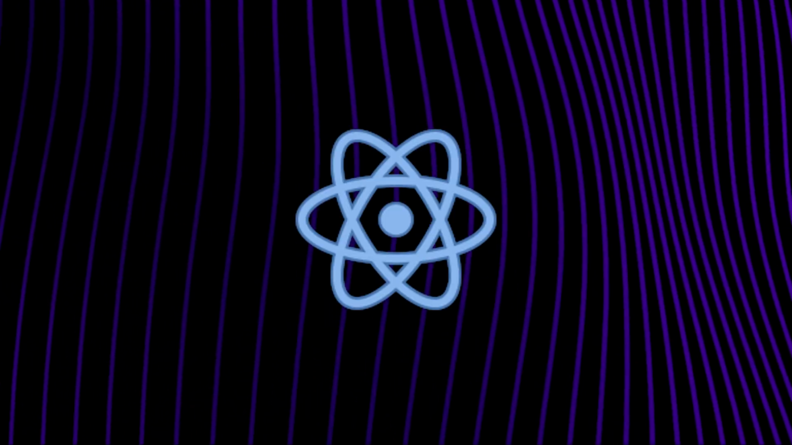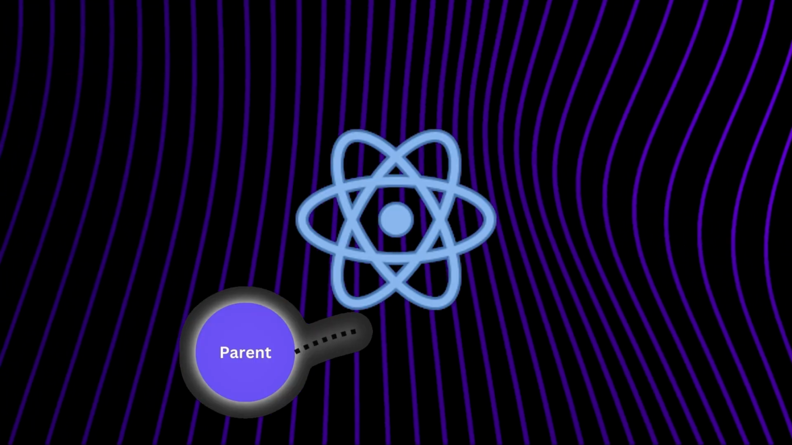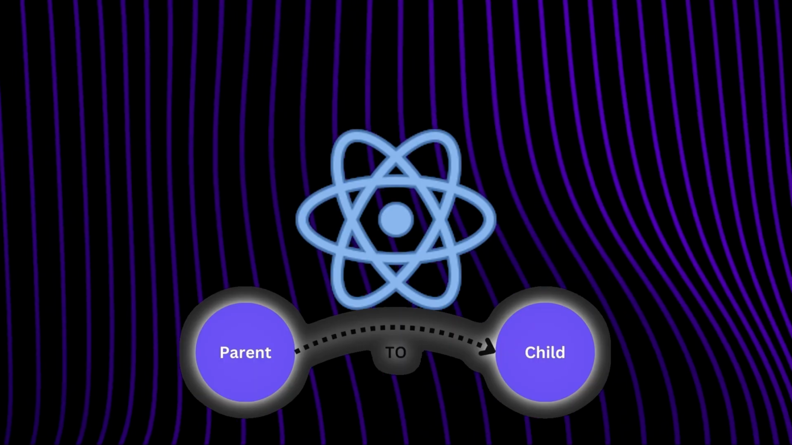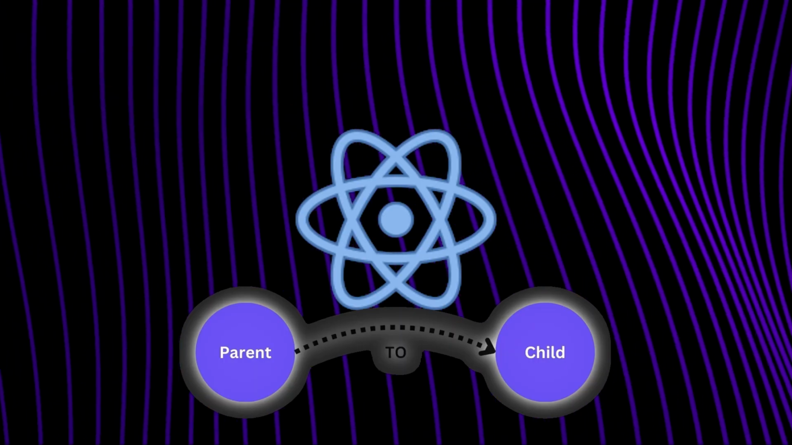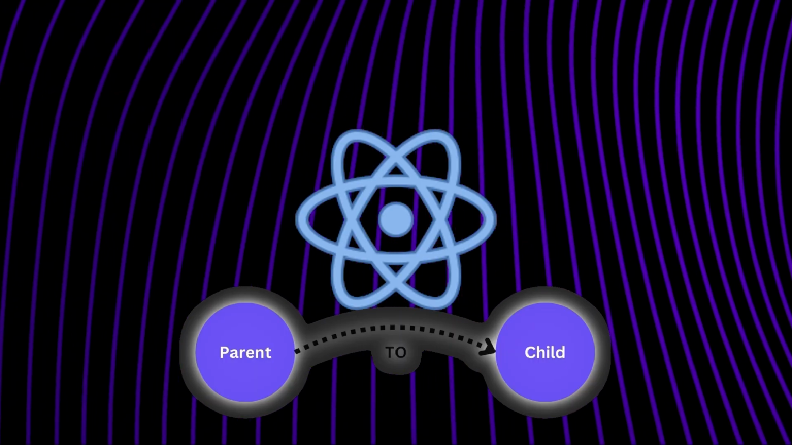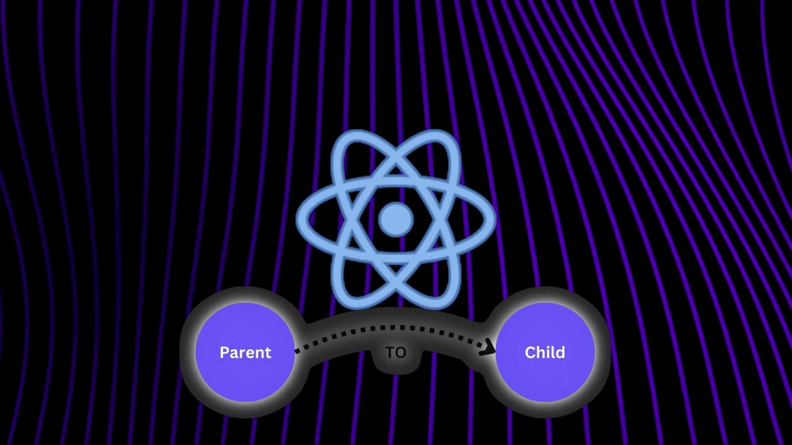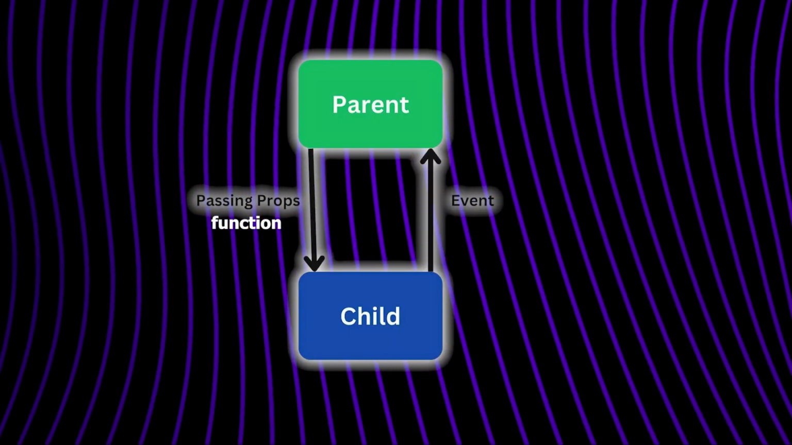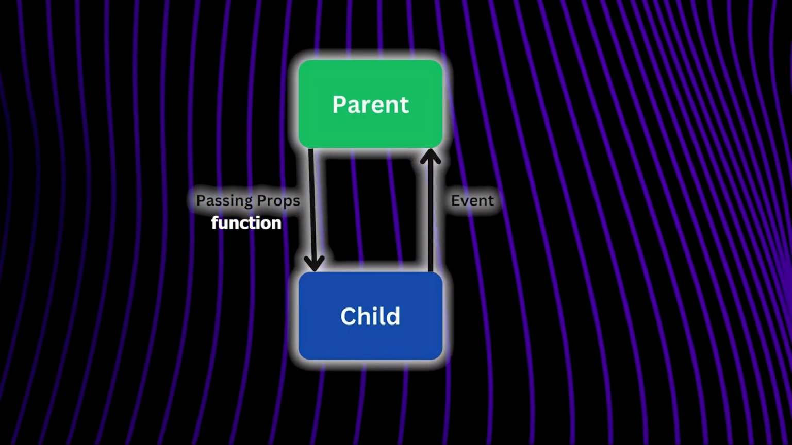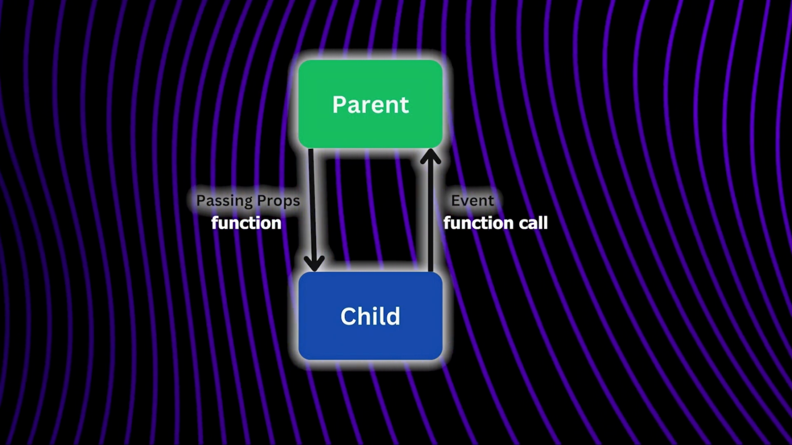Now, in React, data typically flows from parent component to child component through props. But what if the child needs to pass data to its parent component? This is where we need to take advantage of callback functions. So how do we do that? It's very simple actually. The parent can pass a function to its child as a prop. The child can call the function and send the data back to the parent.